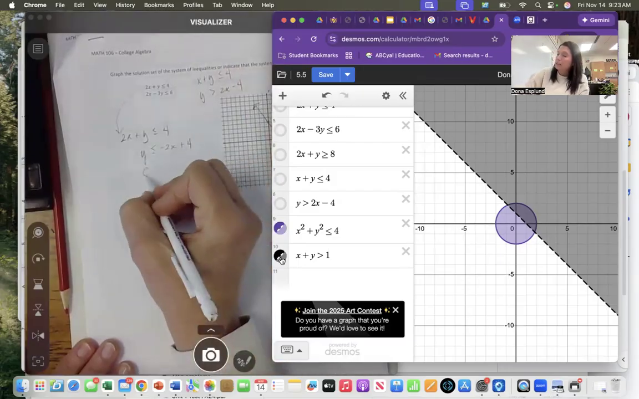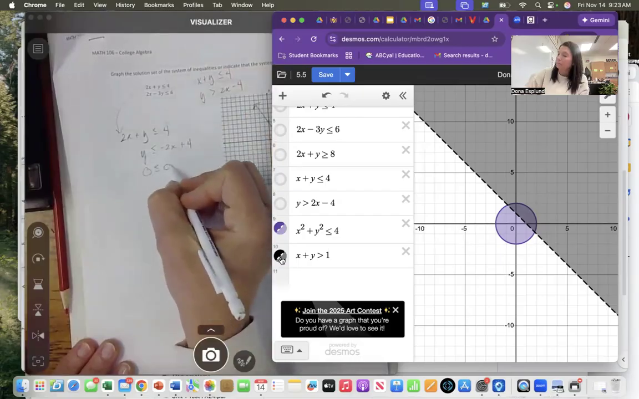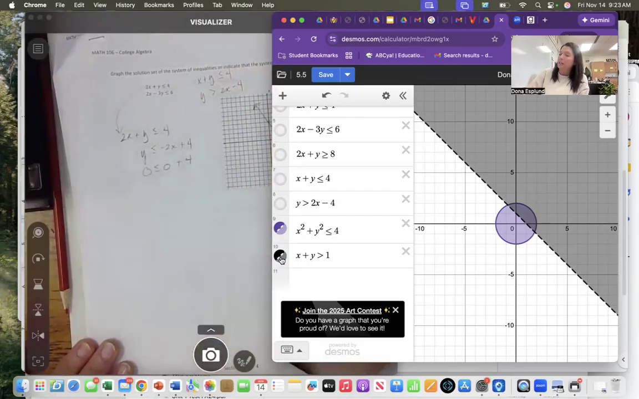I'm also going to check to see if 0, 0 works. And 0 is less than 4. So I know that for this one it goes on this side.